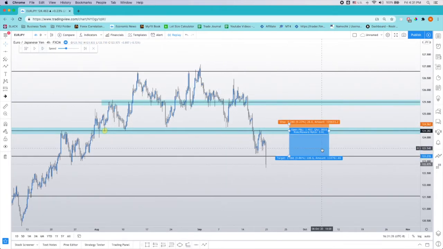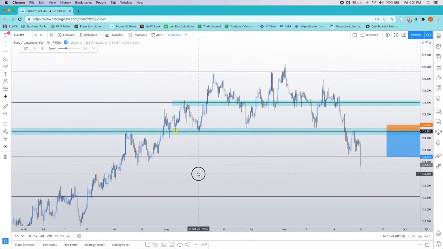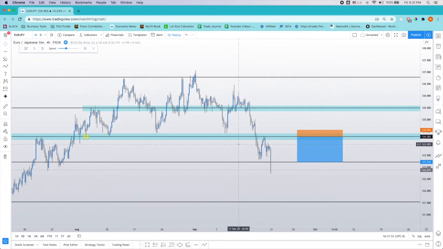Boom, smack TP. So I'm 3 out of 4 right now. I got a 75% win ratio based off of the break and retest. Again, I don't like doing break and retest in a rangy area, but when it is going up in a trend, right, break and retest is pretty solid. So guys, that is literally the break and retest.